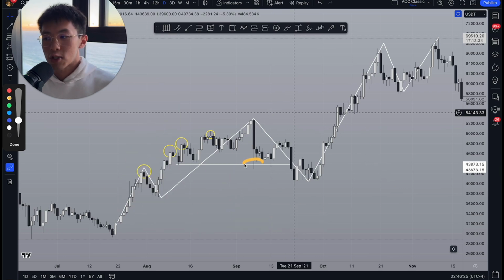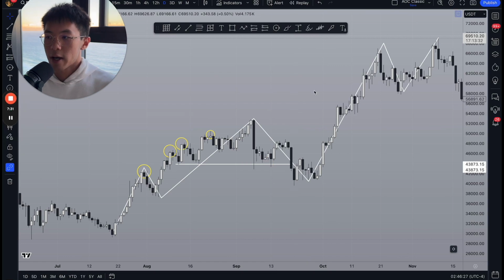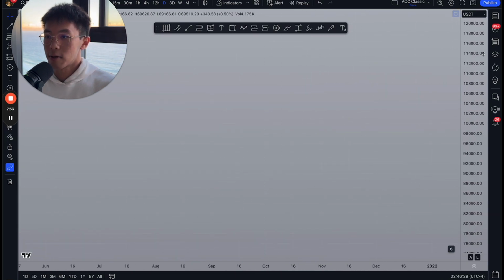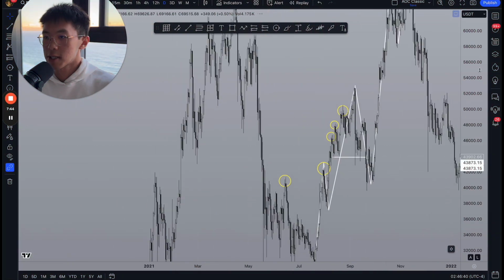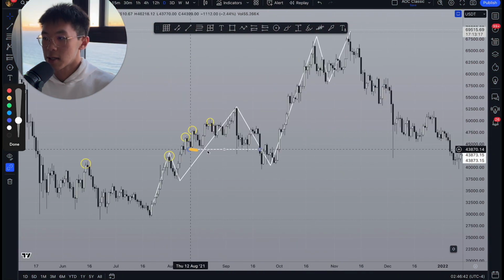It gets the fuel by stopping out other traders, which is why earlier on I mentioned that in bullish order flow, not only are highs attacked and lows protected, but sell-side liquidity sweeps lead to higher highs. So I want you to notice here that the moment this sell-side liquidity gets taken out, the market makes an explosive move towards the upside.